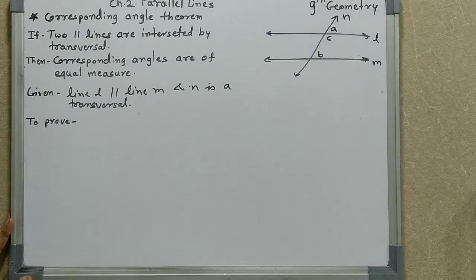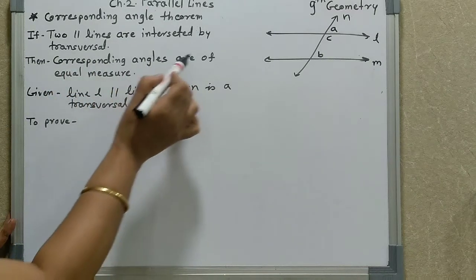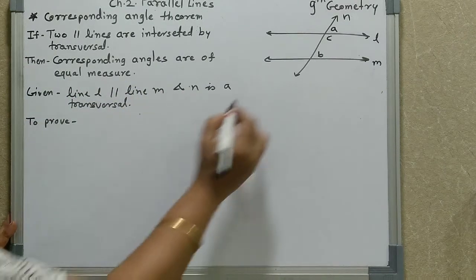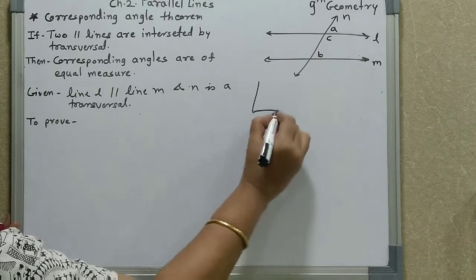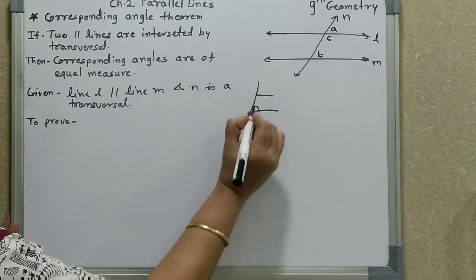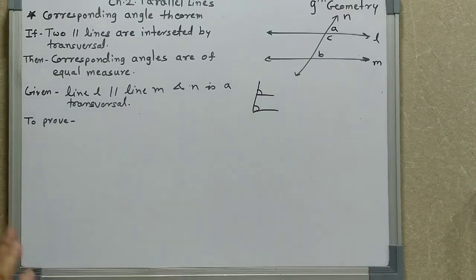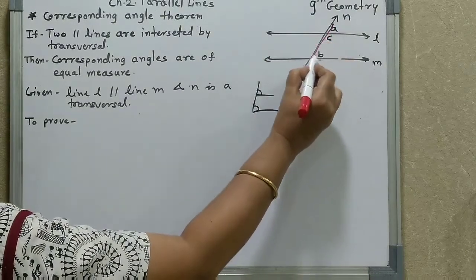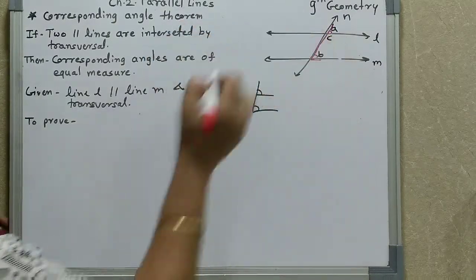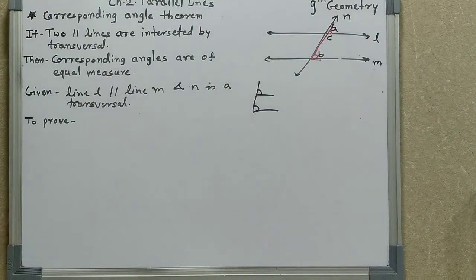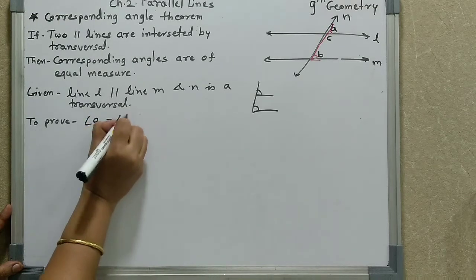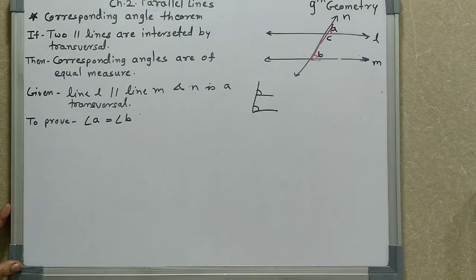Now what do we prove? The prove part is that corresponding angles are of equal measures. So which are the corresponding angles? In this diagram, there is this type of shape, F. These and these are the corresponding angles. See in this diagram, here, this angle and this angle are corresponding angles, means angle A equal to angle B. So, what is to be proved? Angle A equal to angle B. This is the proof part.